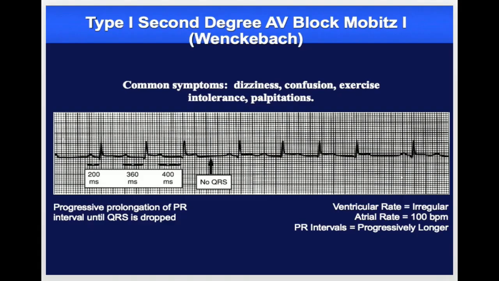You can see in these tracings the first PR interval, that is the interval from the beginning of the P wave to the beginning of the R wave, is 200 milliseconds. The PR interval is progressively prolonging. You can see the next beat is around 360 milliseconds, followed by 400 milliseconds, and then there is the drop, which means there is no QRS complex following the P wave. So this condition is called Wenckebach: progressive prolongation, then a sudden drop.